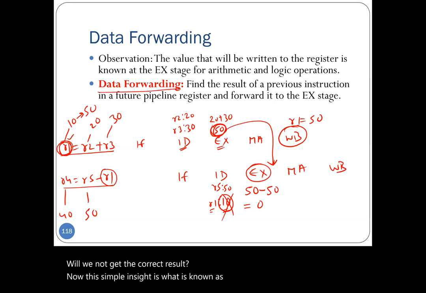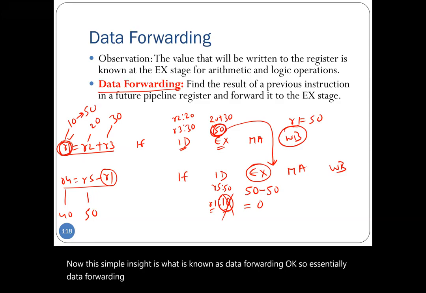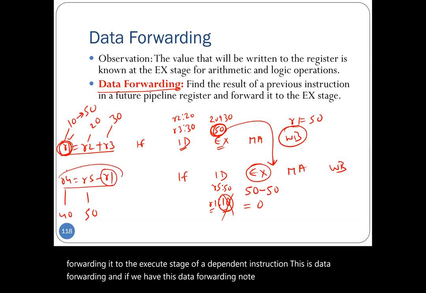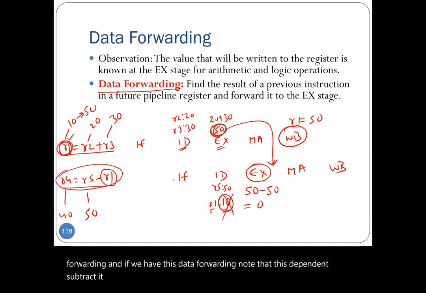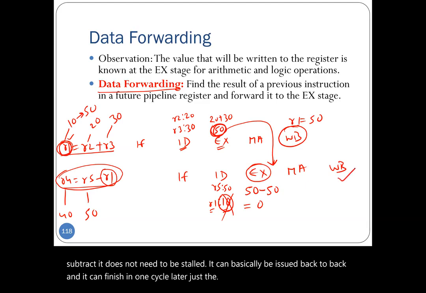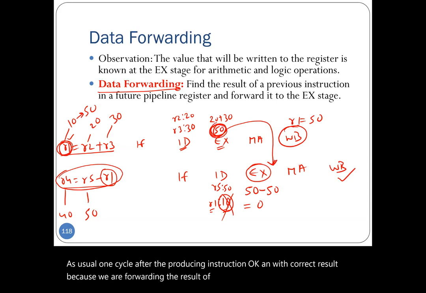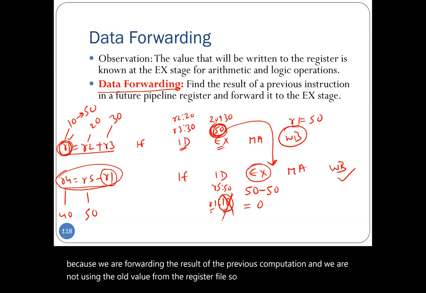Essentially, data forwarding is finding the result of a previous instruction in the pipeline and forwarding it to the execute stage of a dependent instruction. This is data forwarding. And if we have this data forwarding, note that this dependent subtract does not need to be stalled. It can basically be issued back to back, and it can finish one cycle later, just as usual, one cycle after the producing instruction. And with the correct result, because we are forwarding the result of the previous computation and we are not using the old value from the register file. So this is a technique that is used for boosting the performance of the pipelines.